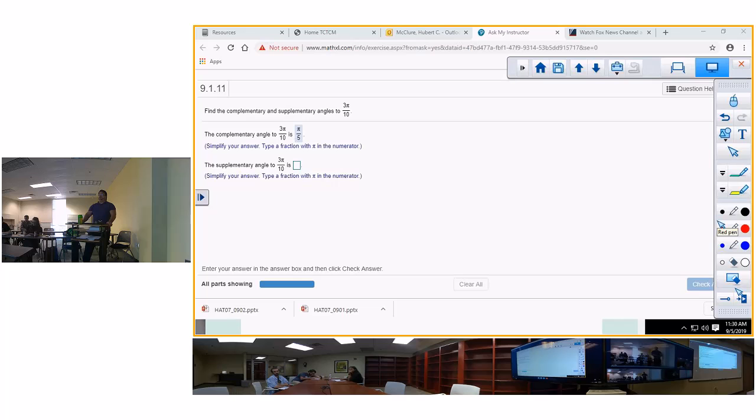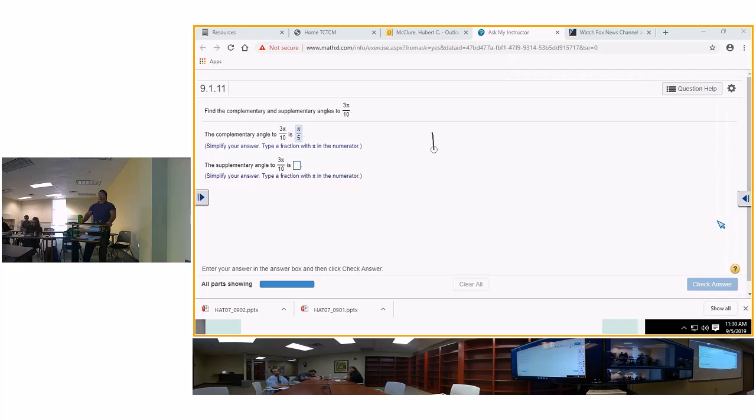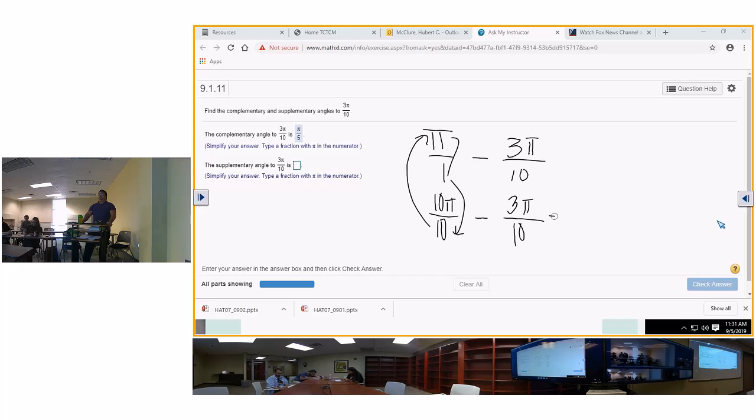So since we know that supplementary is 180 degrees, we just go ahead and put pi over 1 minus 3 pi over 10. The common denominator is 10. 1 will go into 10. 10 times pi is pi, and 3 pi, and what do we get? 7 pi over 10.